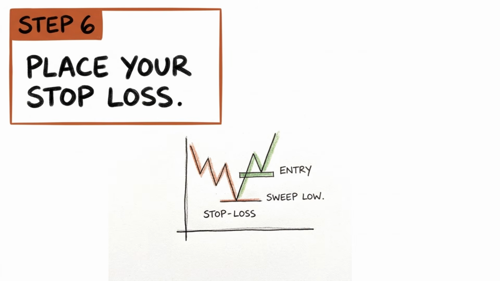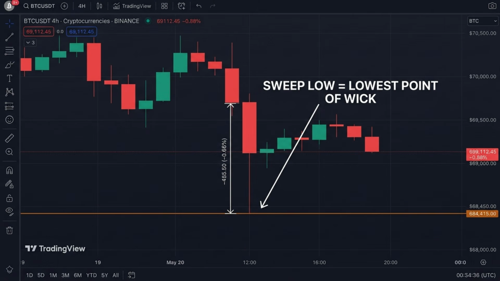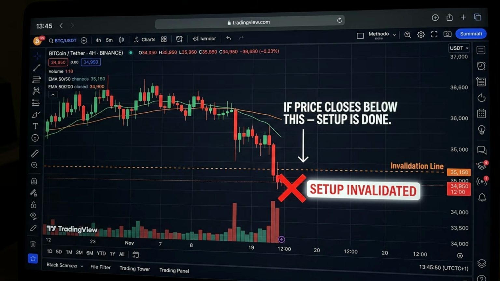Step 6. Place your stop loss. Your stop loss goes below the sweep low, not below the entry zone, not below the order block, below the sweep low itself. The sweep low is the lowest point of the entire sweep candle wick. That is the point at which the setup is completely invalidated.